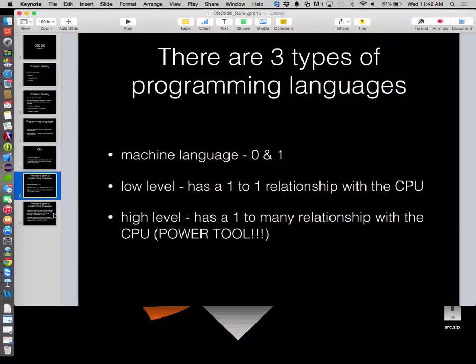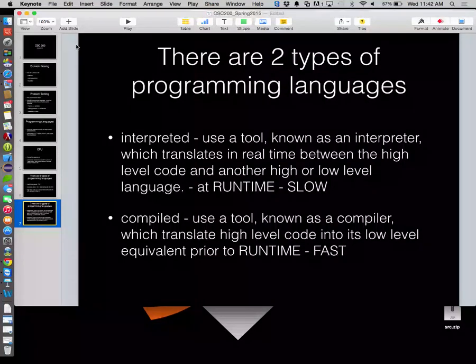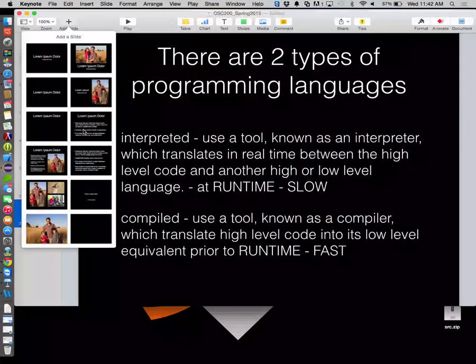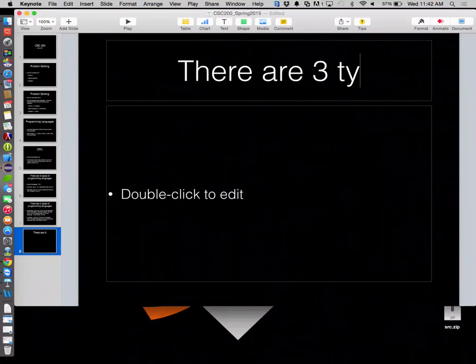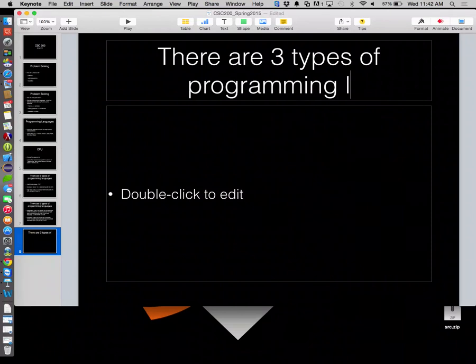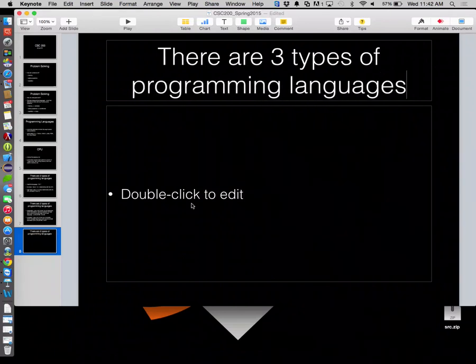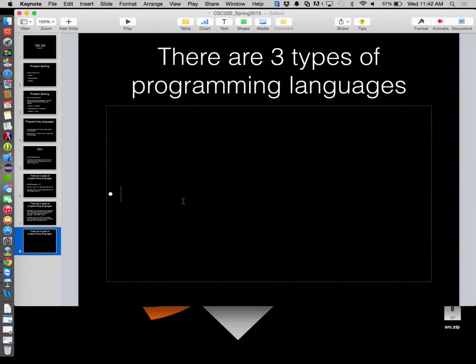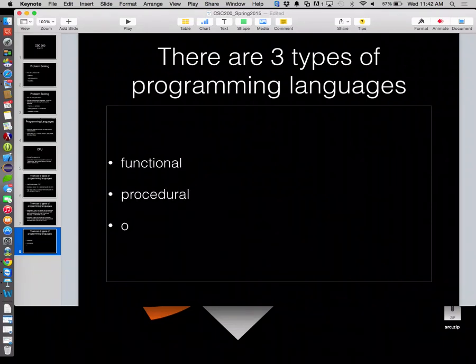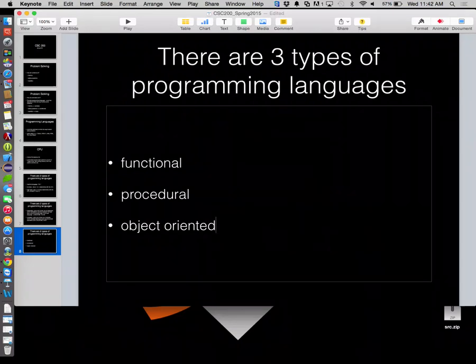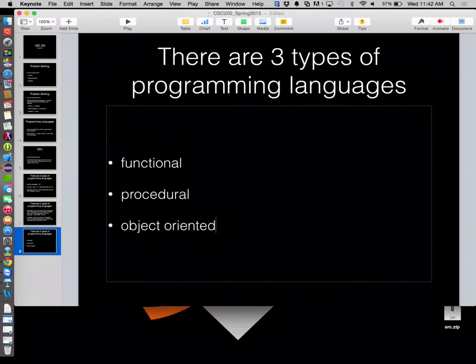Okay, 3 types of programming languages. There are 3 types of programming languages: functional languages, procedural languages, and object-oriented languages.